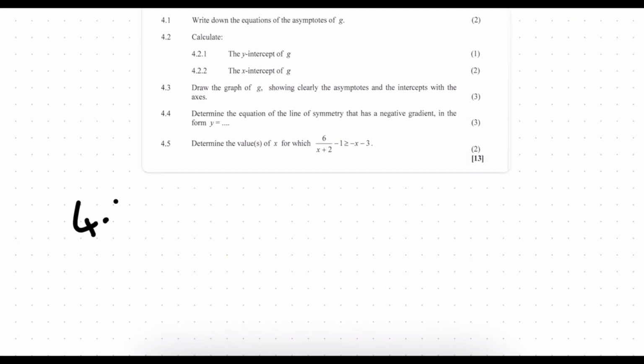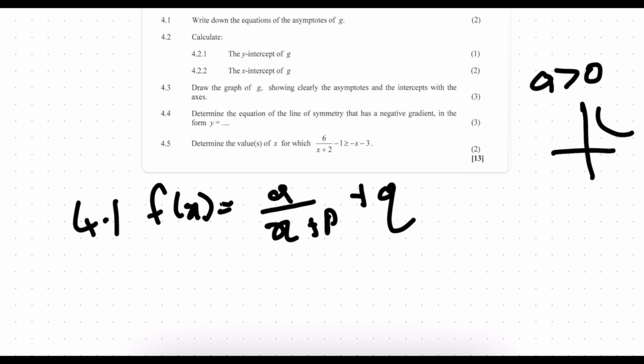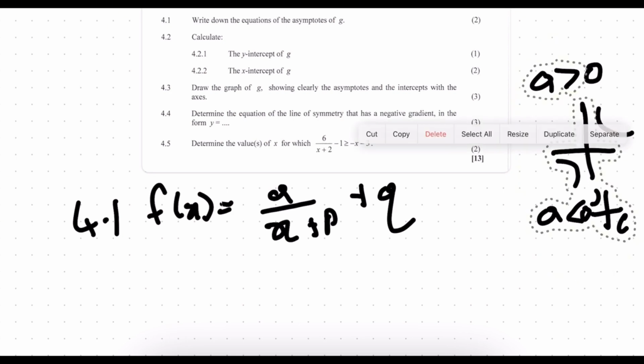So let's solve 4.1. Generally, in a hyperbola, you have f of x being equal to a over x plus p, plus q. Just to clarify something, if your a is greater than 0, that means your graph is in the first and the third quadrant. But if your a is less than 0, your graph is in the second and the fourth quadrant. So to clarify that, because in the other lecture, I think we said it the other way around. Thanks to those who picked it up. It shows that you guys are great students.